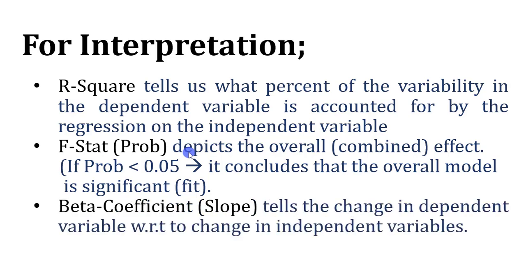Now the third thing is the beta coefficient, the slope values. It tells us the change in the dependent variable with respect to change in the independent variable, and it also tells us the direction, that is, what type of effect one variable has, positive or negative or so on. So now based on these values we are going to interpret the result.